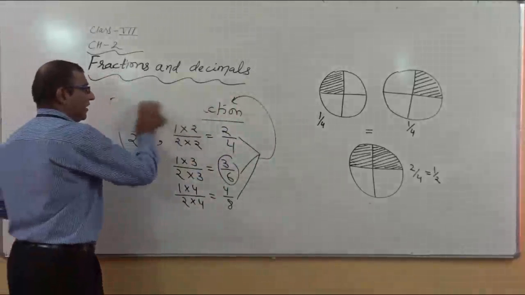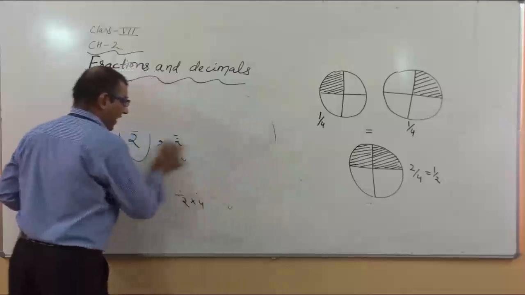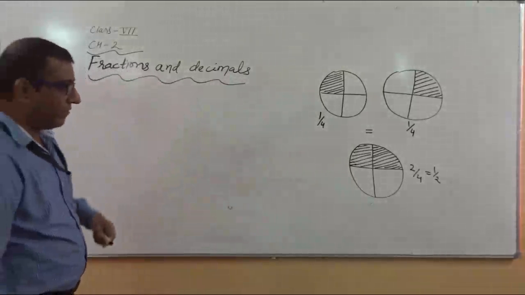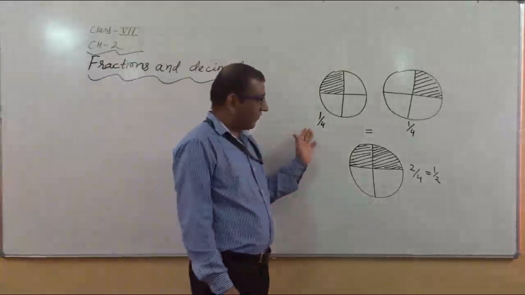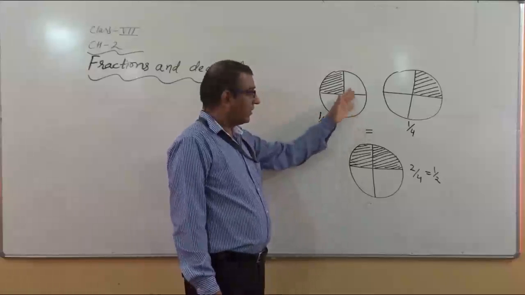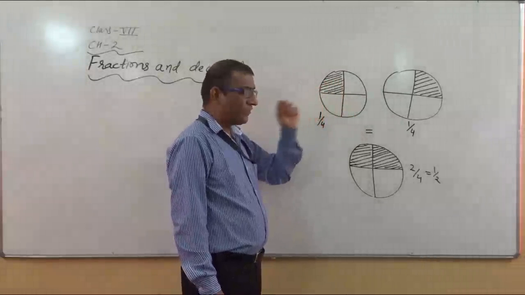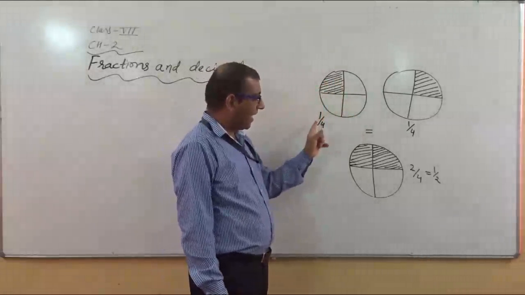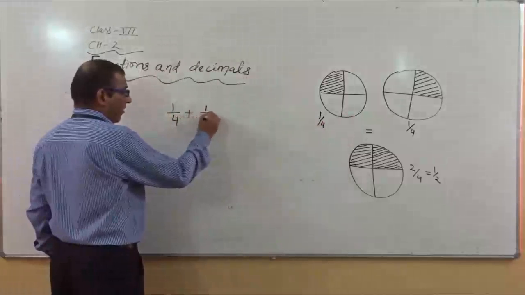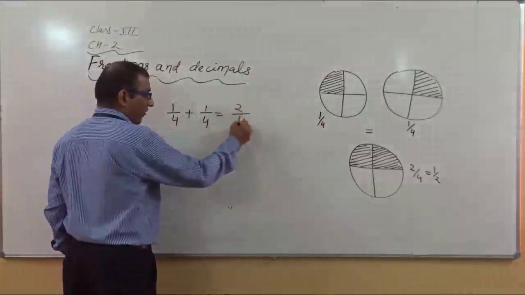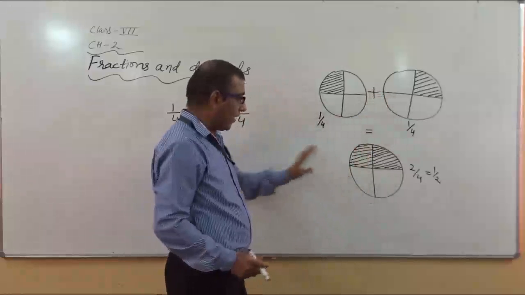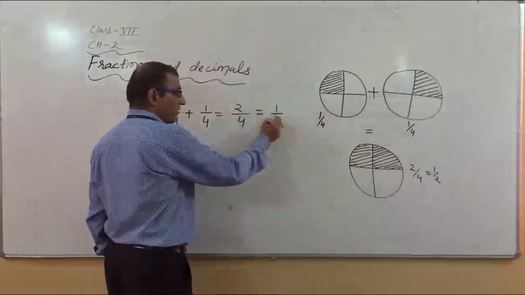Now we will come to addition and subtraction. How can we add two fractions? How can we subtract two fractions? If you see this diagram, this is the diagram where addition is possible. In this circle, there are 4 subparts, out of which one is shaded, that is 1 by 4. If we add 1 by 4 plus 1 by 4, it becomes 2 by 4. When you solve 2 by 4, again it becomes 1 by 2.